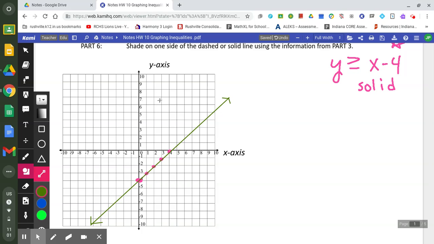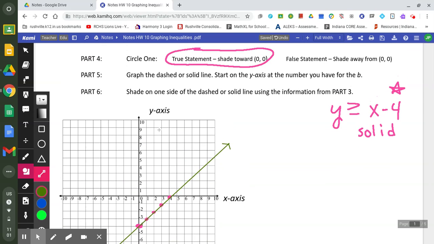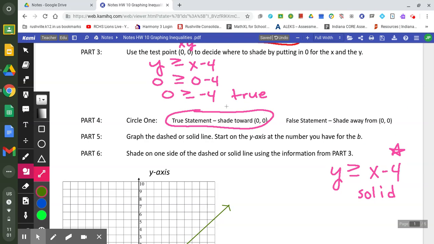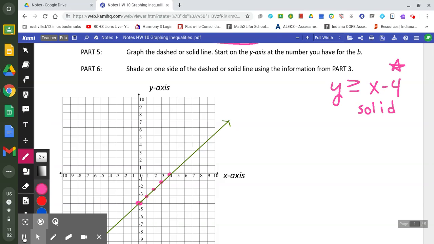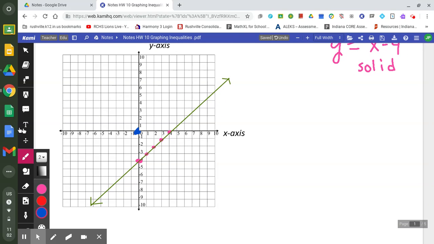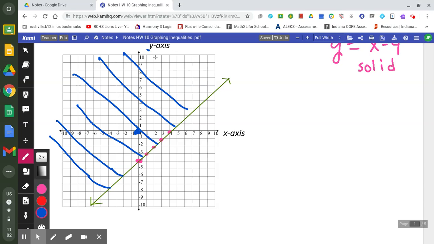And then to decide which side of that line I'm going to shade, I go back to my part 4. I got a true statement when I used the test point. So I'm going to shade over or toward the 0, 0. And my 0, 0 is right here. So I'm going to be doing my shading on that side of the line, and my shading actually goes all the way down to the line, and it just goes on and on forever to the left. So there is my shading.